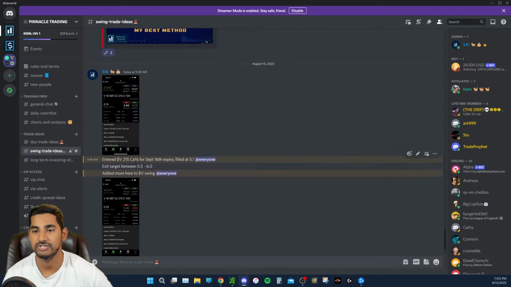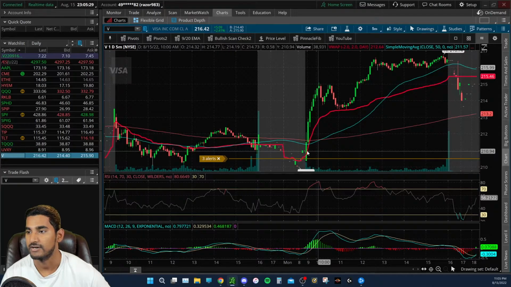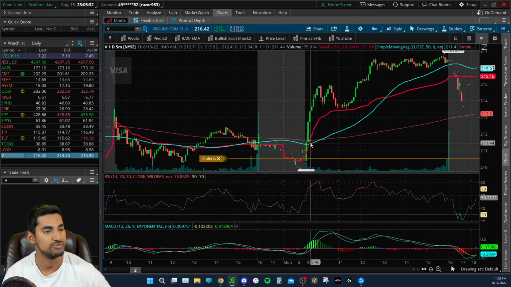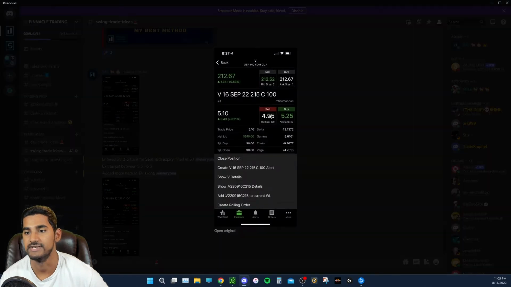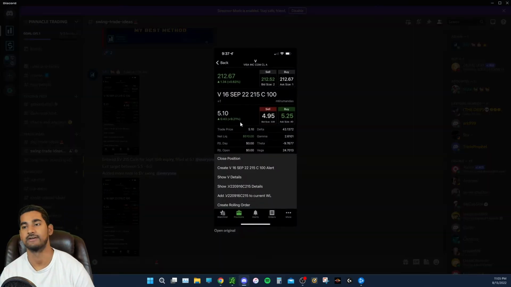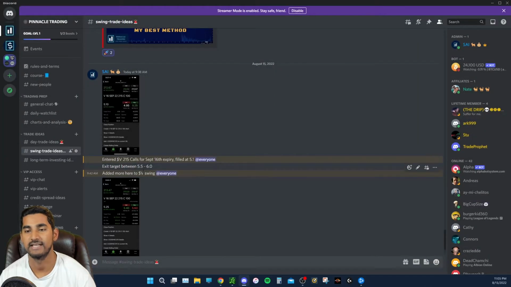I took a Visa trade on this one, entered in the morning at about the 212 area. So when we go into the alert, I entered these Visa calls. The first entry was at 5.1, as you can see right here on the image, and I said 5.5 to 6.0 was my exit target. I like to place my entry, stop loss, and exit target, everything, before I get in a trade.